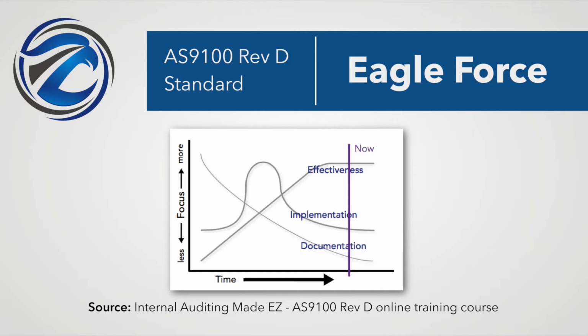So notice now on this chart, the emphasis is on effectiveness. Are the processes working? You've already audited documentation and implementation. And you've seen this in so many internal audits: how many times do you have to audit the same thing over and over again? You know it's documented, you know it's implemented, but the question is, is it working? Is it effective?